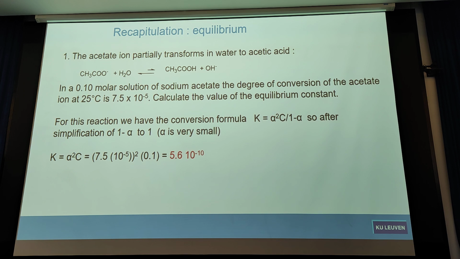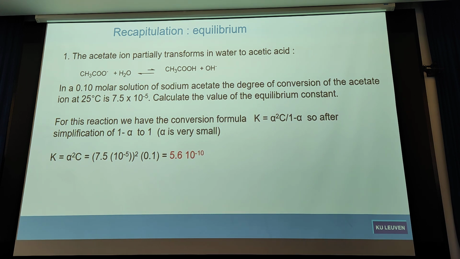So what we should do first is try to find the relation between the alpha, the degree of conversion, and the K. So the conversion formula can be seen that it is alpha squared times the concentration divided by 1 minus alpha. How do you know that?